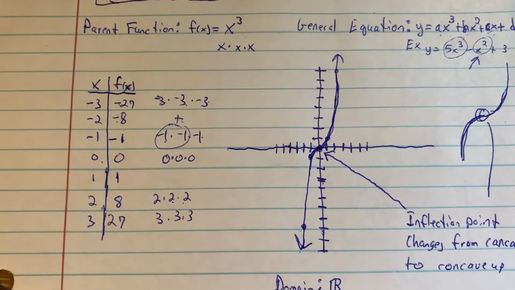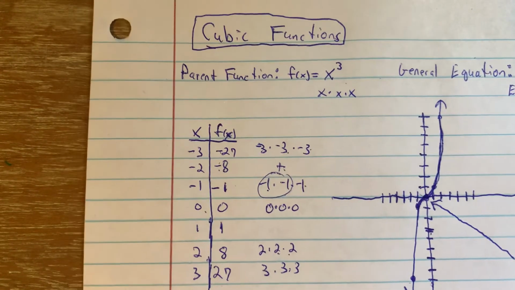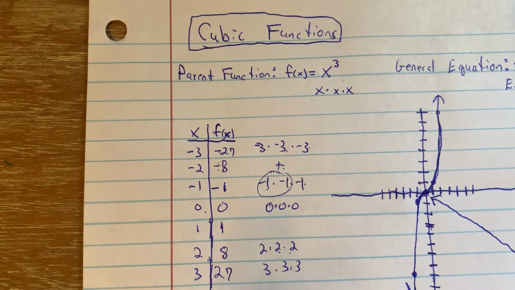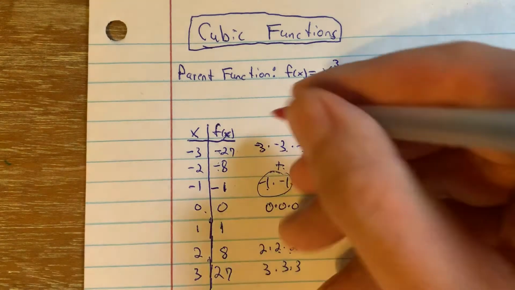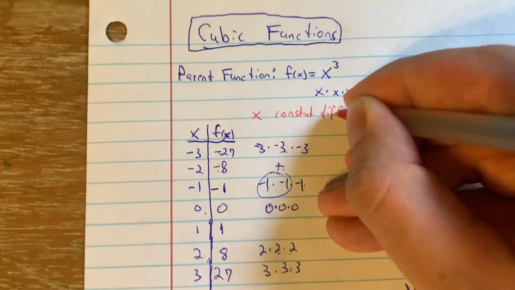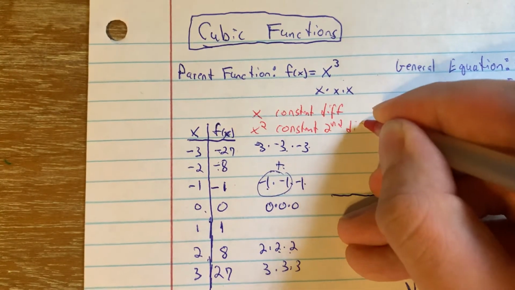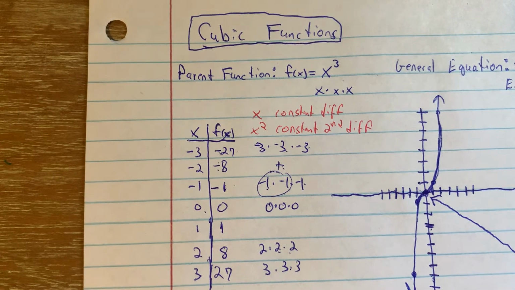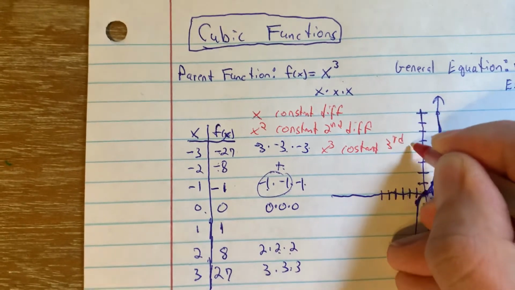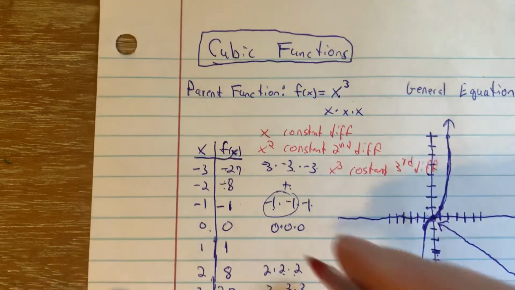One more thing I want to show you in the table is the way to recognize a cubic table. Unlike a linear function, which has a constant difference, unlike a quadratic function, which has a constant second difference, a cubic function is going to have a constant third difference. You might be able to predict that. And this pattern actually continues when you have an x to the fourth, which has a constant fourth difference.